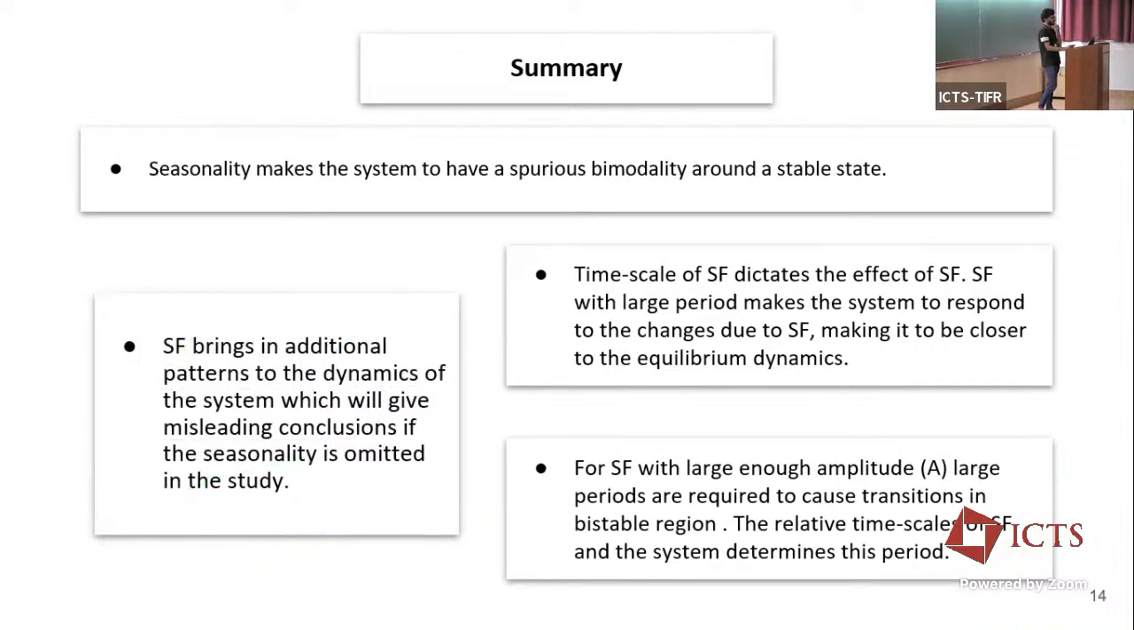So seasonal forcing brings in additional patterns to the dynamics of the system, which will give misleading conclusions if seasonality were omitted in the study. Suppose we were not considering seasonality in the system, we might falsely end up assuming a bimodal system to have two stable regimes, which would be a misleading conclusion. So seasonality in a driver is something important to look into when we are studying mean field stochastic systems.